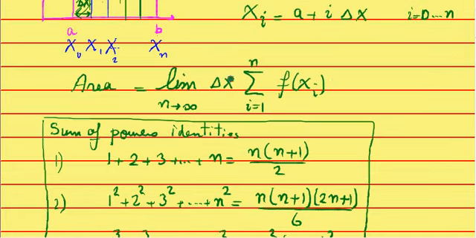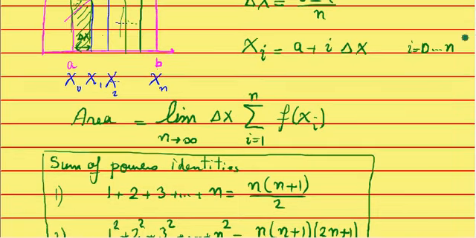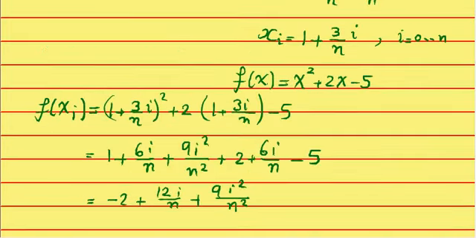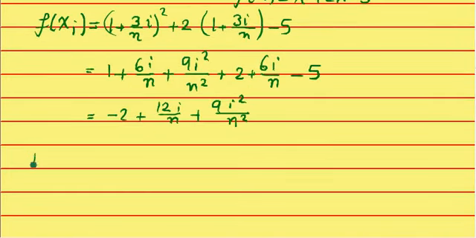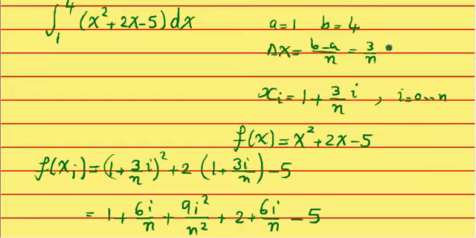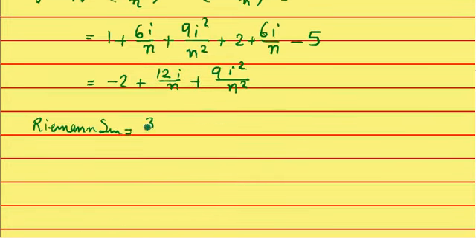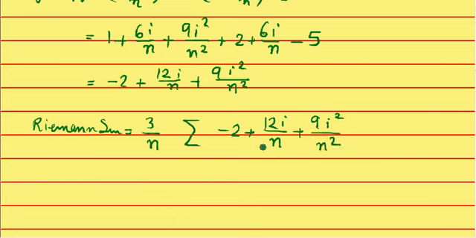This is our Riemann sum. I have to multiply the width of the regions by the height and add them up. So I have to do the following. Here's a Riemann sum. Is it going to be equal to delta x? Our delta x was 3 over n times the sum of the value of the function evaluated at all these points. So minus 2 plus 12i over n plus 9i squared over n squared.